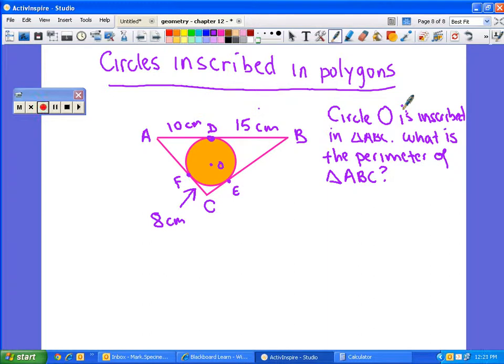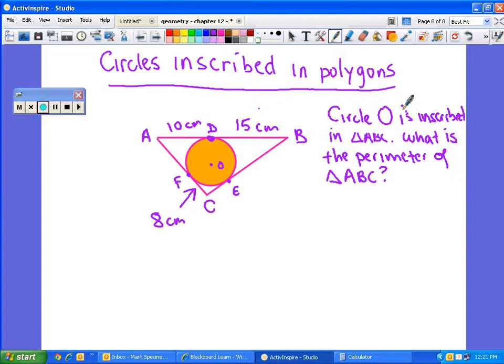If two tangents share an endpoint outside of the circle, then those two tangents are congruent. Okay? So you have to understand that. So AE or AD and AF are 10.